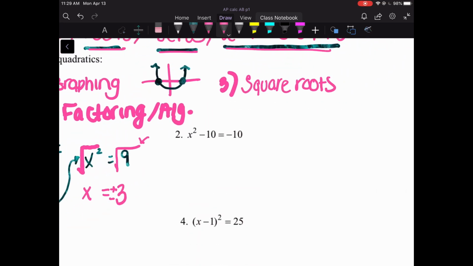Here's another one. We want to get the x squared term alone. Add 10 to both sides. And we get x squared is equal to 0. We square root both sides of the equation. On the left, we'll get x. And on the right, the square root of 0 is just 0. 0 times 0 gives you 0. But there's no plus or minus because we don't write 0 as positive or negative. So there's one answer here.